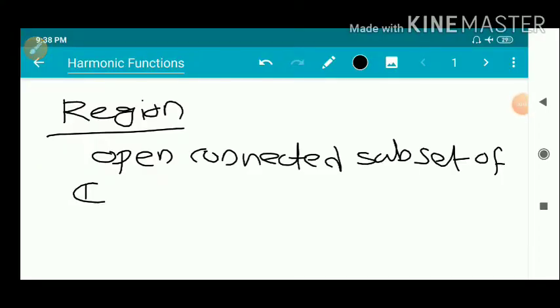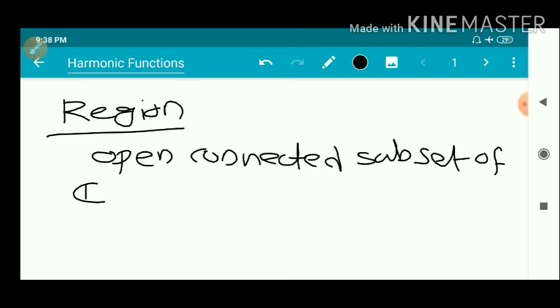We have a definition. What is a region? An open connected subset of the entire complex plane is called a region. That is in a mathematical sense; a region is not just the word meaning region. It is not just an area or a prescribed area. Region means an open connected subset of C, the entire complex plane, which is both open and connected.